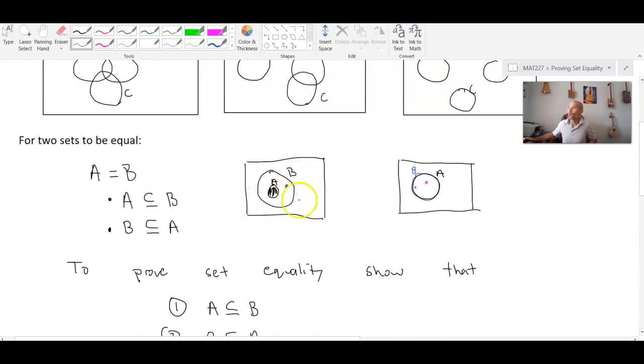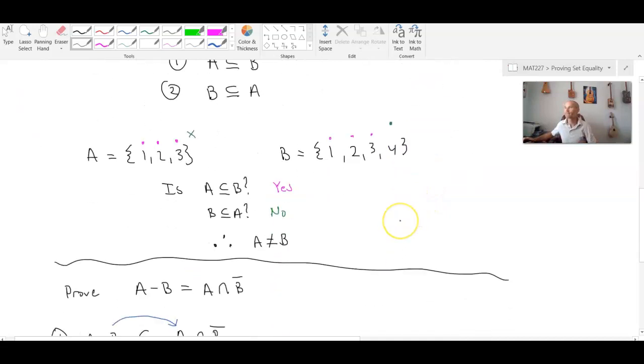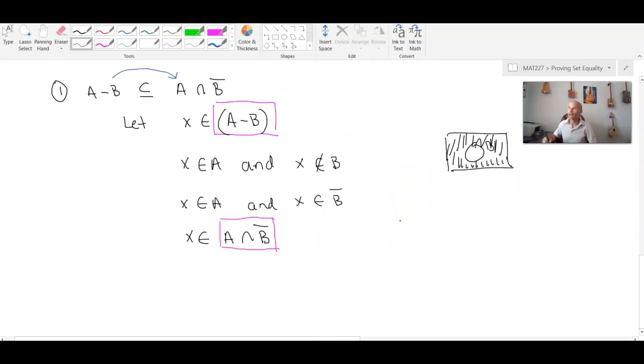So far, we're only able to say something like this picture here, where we see that the left side is contained within the right side, but we also have to show that the right side is contained within the left side. So to go about doing that, we now have to show that A intersect B complement, that an element that lives inside of there also lives by default inside of A minus B.